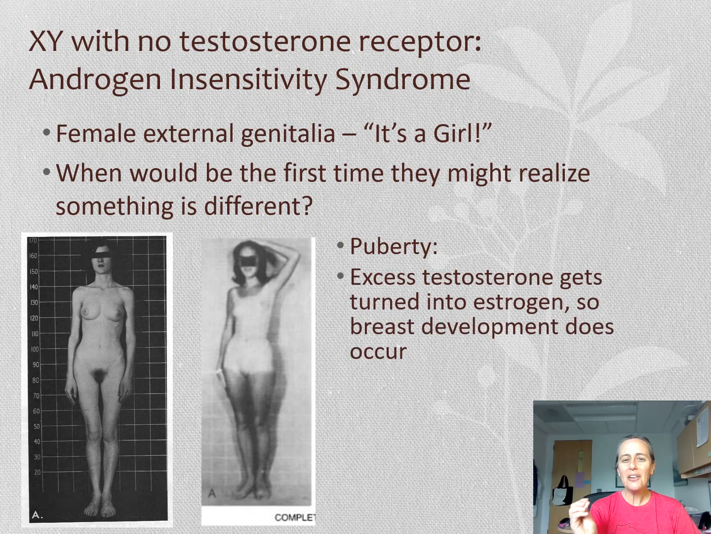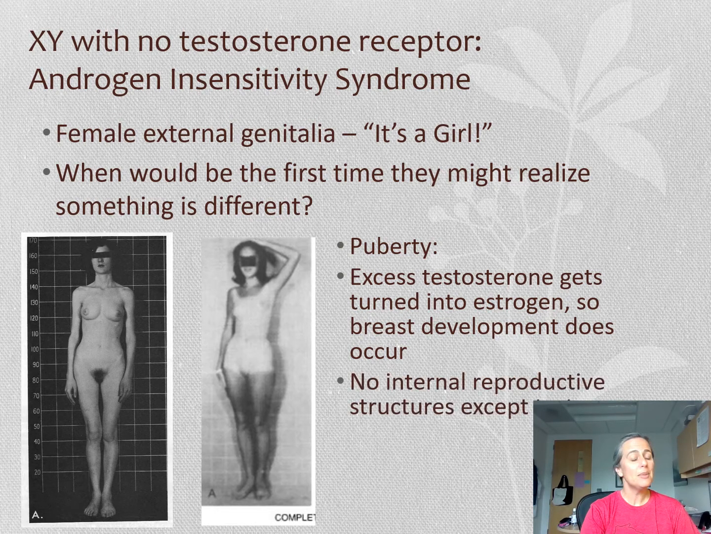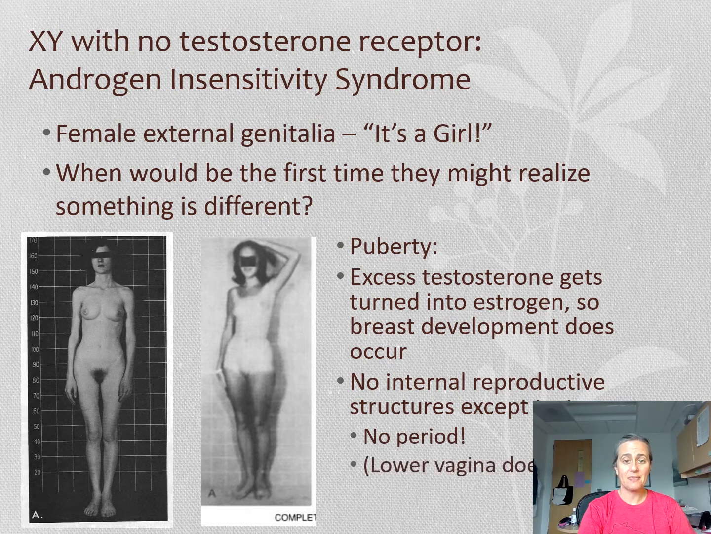But what's the other hallmark of puberty, right? Getting your period. And these people don't have a uterus, so they do not get a period. They do have a lower part of their vagina, they just don't have that upper part because that's the part that formed from the Mullerian ducts. So also a really interesting set of physical characteristics.